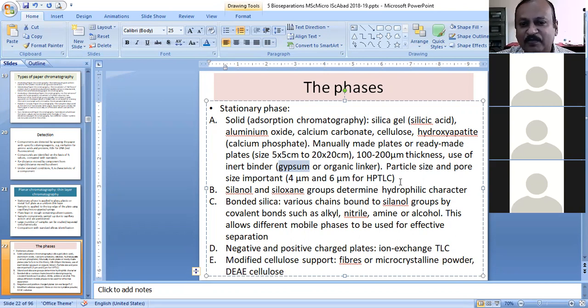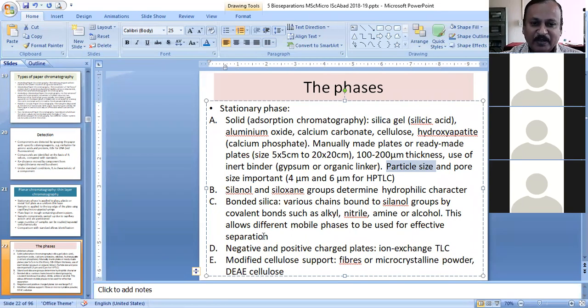Then we have something called the particle size. The particle size of the stationary phase material is very important. Last time I told you that if the particle size is large, then the number of interactions that will happen on the surface will be few. But if the particle size is small, then the number of interactions will be more. And if the number of interactions is more, then obviously we can expect that the separation will be better, the resolution of the separation will be better.